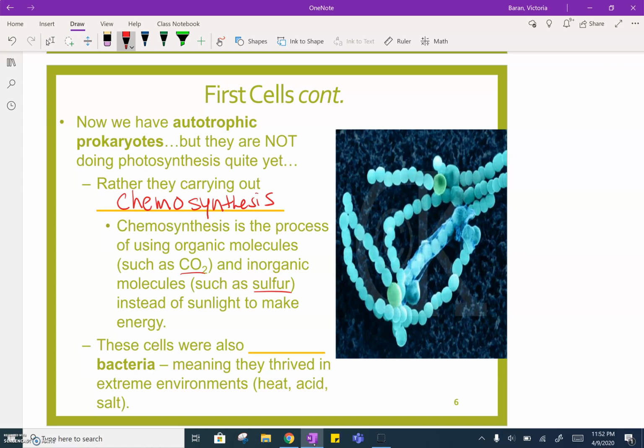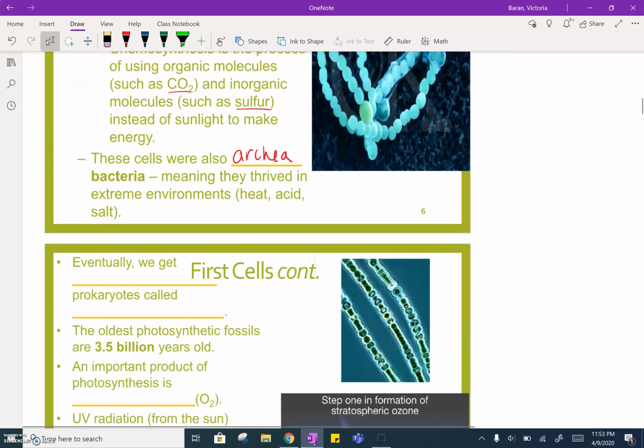Now, these cells were most likely, again, they're prokaryotes, they're bacteria, but in particular, they are archaea bacteria. Now, this type of bacteria you can still find today. It thrives in very extreme environments, so where it's very hot, very acidic, or very salty. So an example is in the oceans near really hot thermal vents, you can find this type of bacteria. So we have prokaryotes, so again, very simple bacteria that are autotrophic, that are able to make their own food and energy using this process called chemosynthesis.